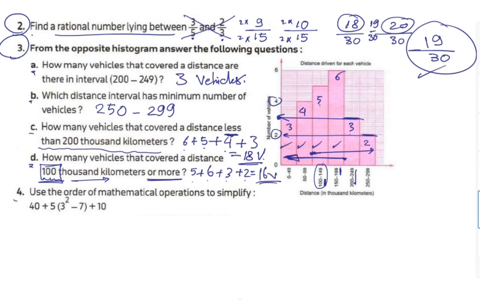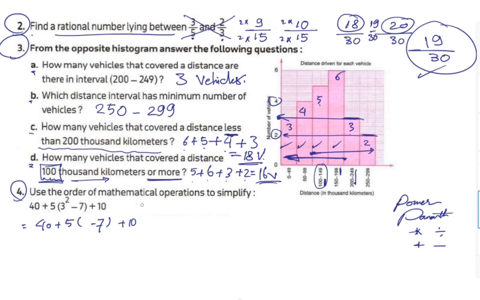Okay, now the last question of our model. Use the order of mathematical operations to simplify. We have this expression. Here we know that the order of mathematical operations is powers, then brackets, multiply or divide, plus or minus. Okay, now I have this power, so no change of any number until you solve this power.